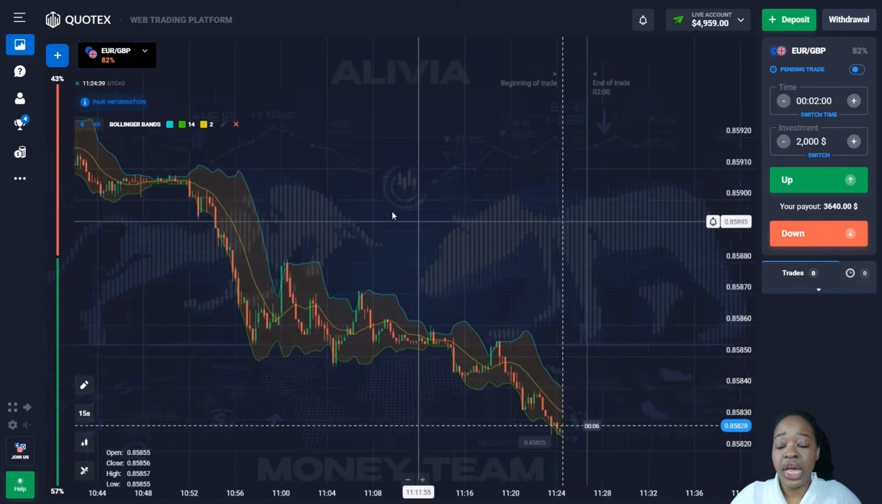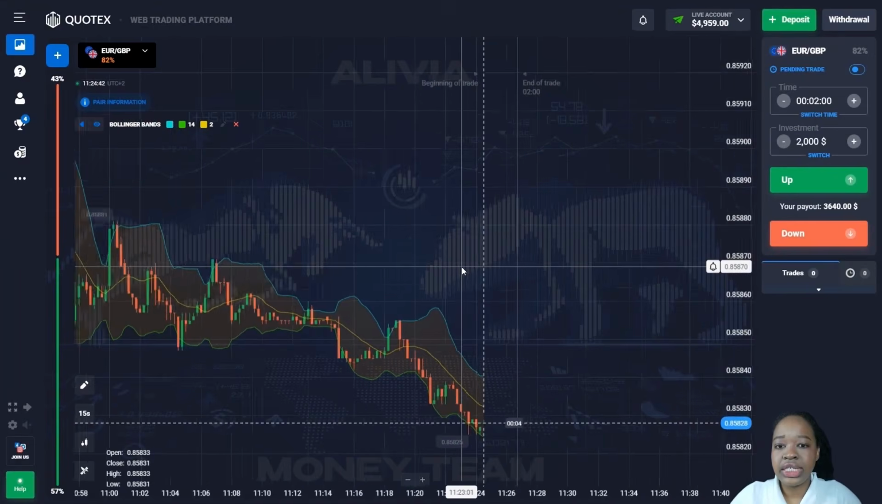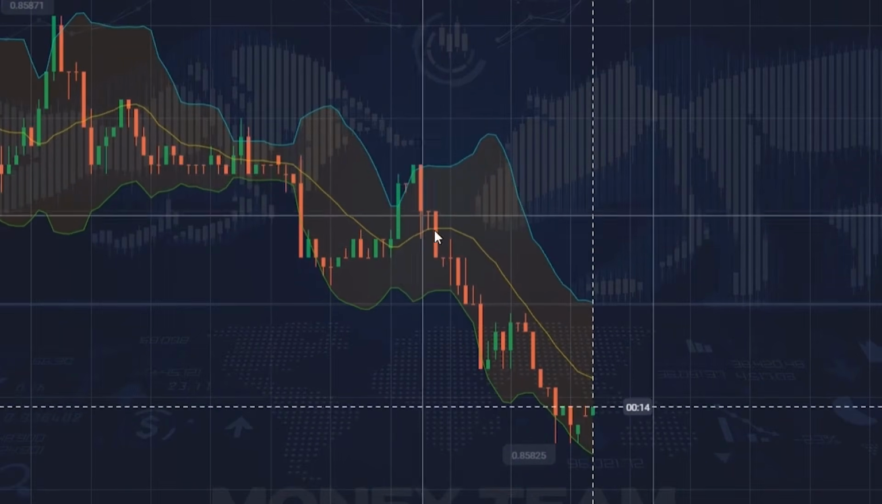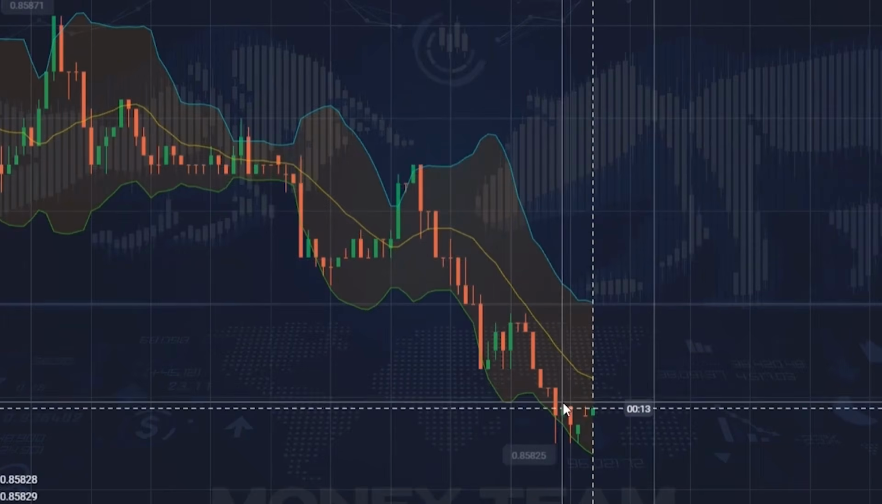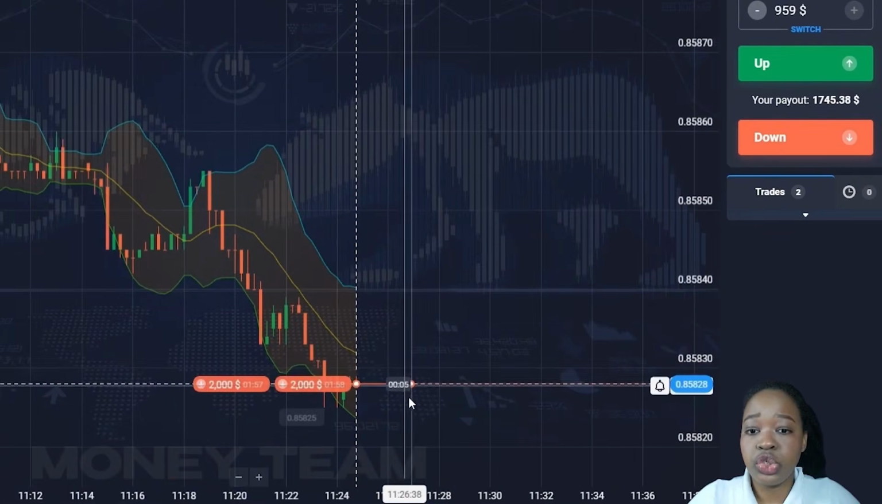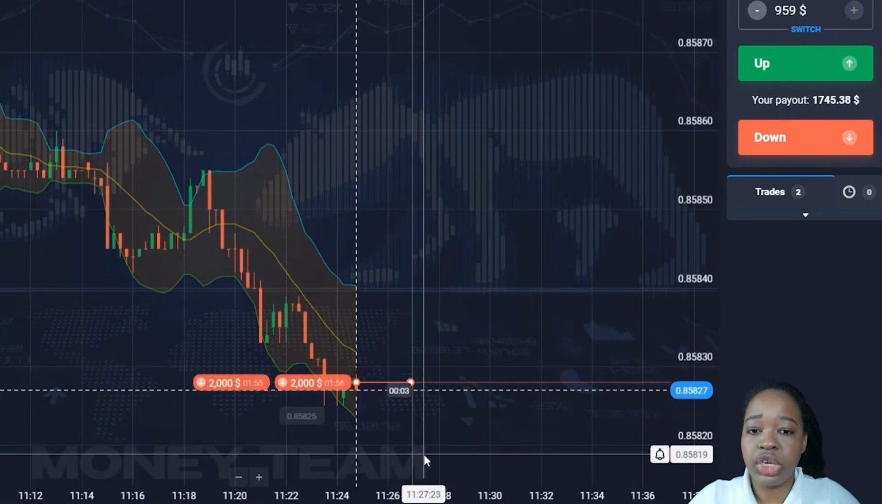Here we have a good and confident downtrend. As you can see, at the moment the price goes down and the graph crosses the middle line of the indicator from up down. In this situation, I'm going to open a deal for a fall for 2 minutes, because I think that the price will continue to move down according to the downtrend here.